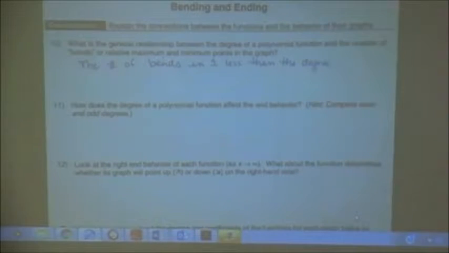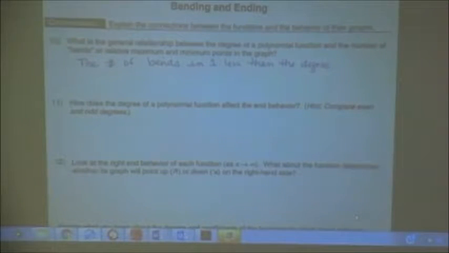Well, the ones with the even degrees have 2 bottom or 2 top. Very good. If the degree is even, the ends always end in the same place, either both up or both down. Whereas if they're odd, you always have one up, one down. And we'll talk in just a minute about how you can tell which one's which.